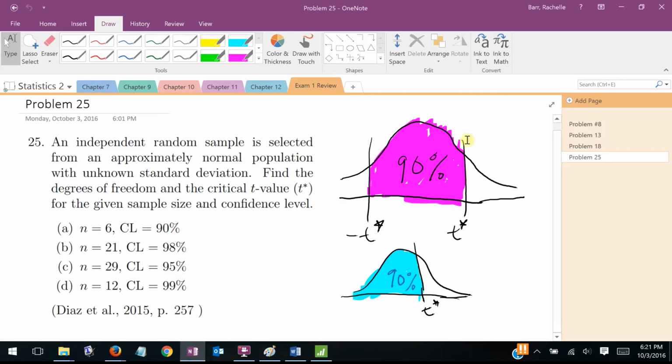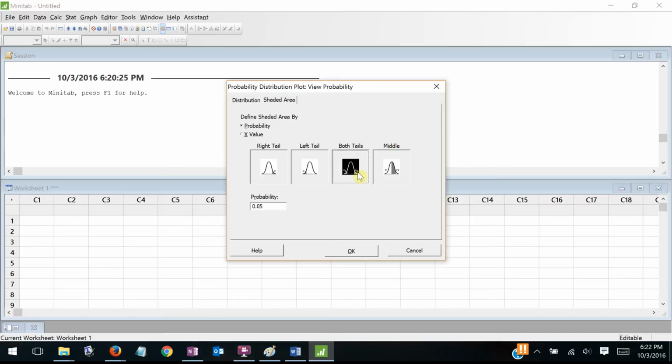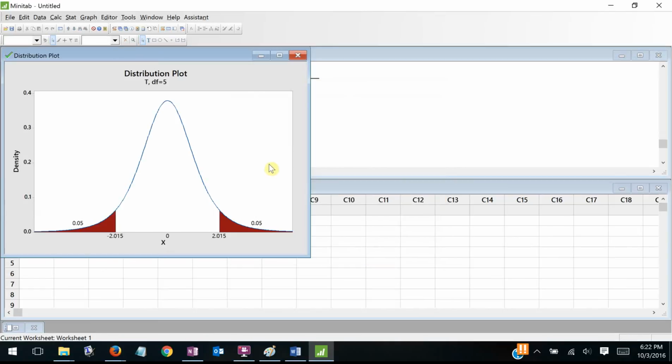This idea, remember, is 90% in the middle because I'm doing a confidence interval with a confidence level of 90% and a sample size of 6. Going to here, the probability I want in the tails together is the 10% that's left over. I'm going to hit OK. And there is our T star, 2.015. Woohoo! Okay, sorry about that.